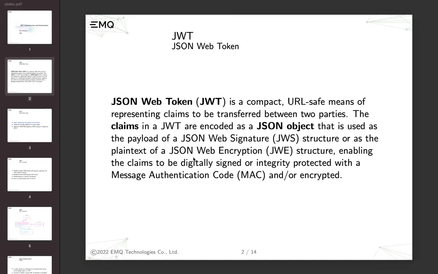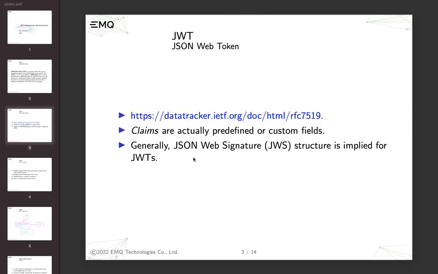JSON Web Tokens can be encrypted or can be signed, but in practice the things are not so complicated often. The very definition of JSON Web Tokens is contained in an RFC document. The mentioned claims, the pieces of data carried in JSON Web Tokens, are usually simply fields in some JSON objects. And generally, JSON Web Tokens are signed and not encrypted.